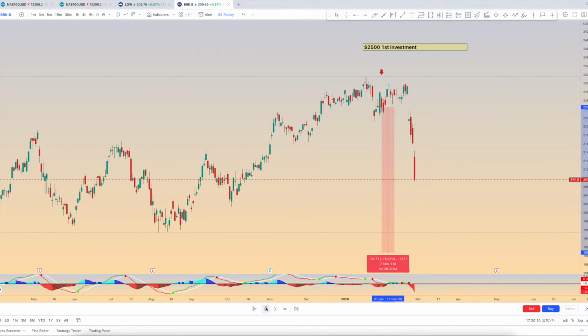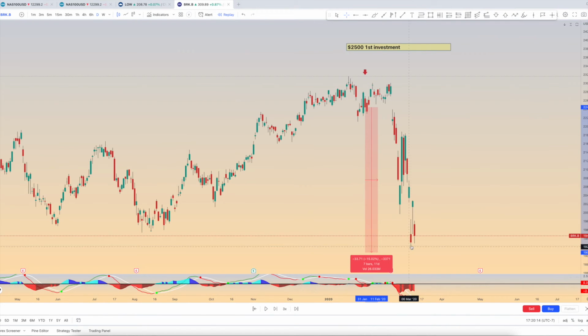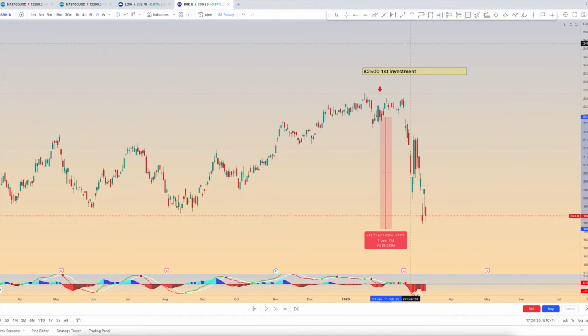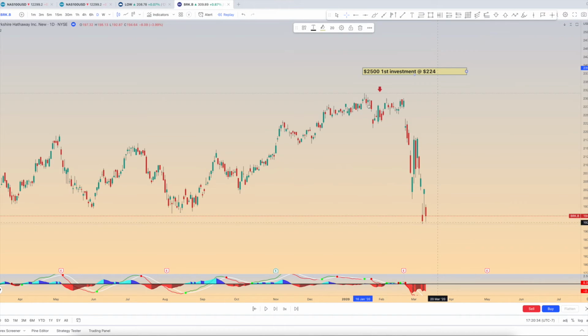So let's see. Okay. Oh, that came close. So you see on this day, I mean, even if it was, let's say 14.5%, it's really up to your discretion at that point. But once it hit that point, I would have added another quarter. We'll just put in here at 224. Okay, so now we added another one right here.